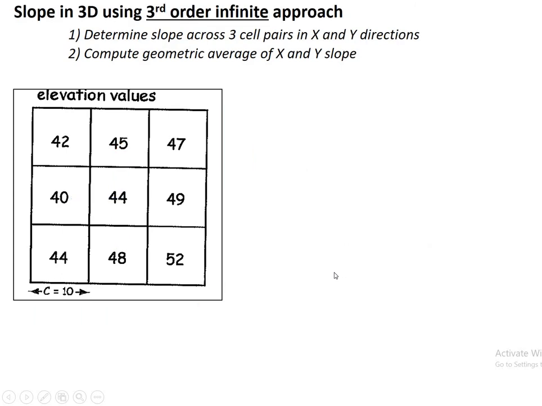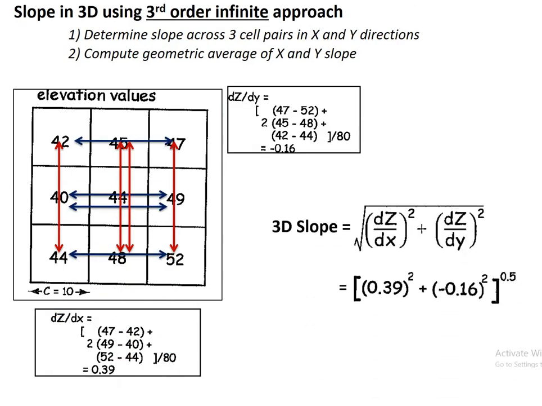And there you go. Another way to do this is called the third order infinite approach. This is very similar, just a little bit beefier. Instead of computing the slope twice, in the y and in the x direction, we compute the slope four times in the y and four times in the x, and then we average them. For example, in the y direction here, we've got 47 minus 52, plus 45 minus 48 twice, so we consider this middle one twice, plus 42 minus 44, divided by 80, the equivalent distance of four horizontal pixels, and we get minus 0.16. We then plug it into the Pythagorean theorem again, and solve to get a slope of 0.422.